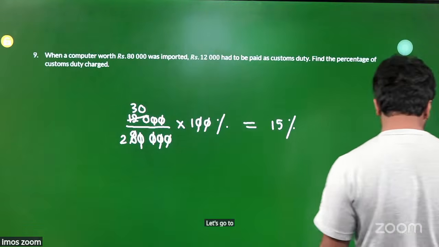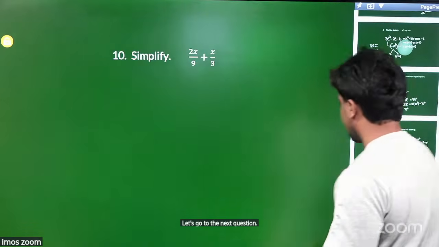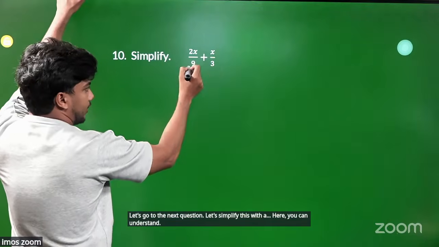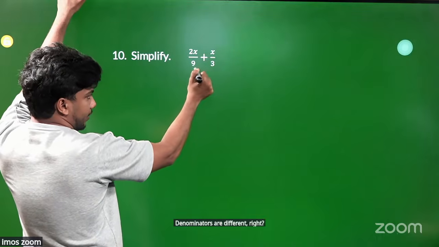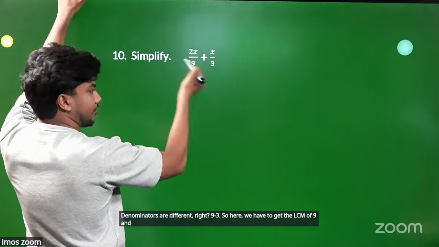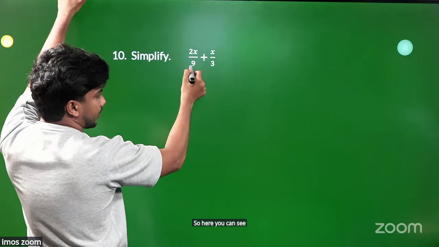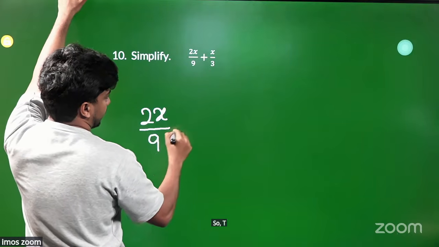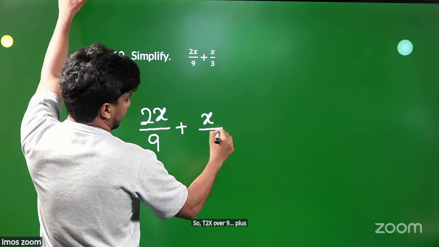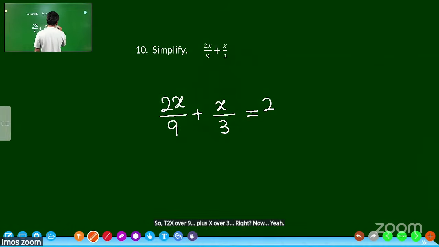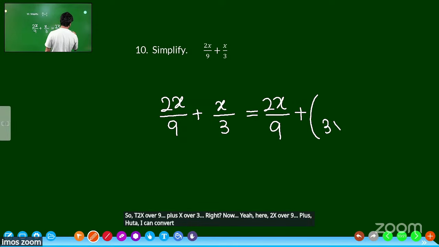Let's go to the next question. Let's simplify this. Here you can understand the denominators are different, right? 9 and 3. So here we have to get the LCM of 9 and 3. You can see 3 is a factor of 9, so it doesn't matter here. So 2x over 9 plus x over 3. I can convert this 3 to 9 by multiplying by 3.